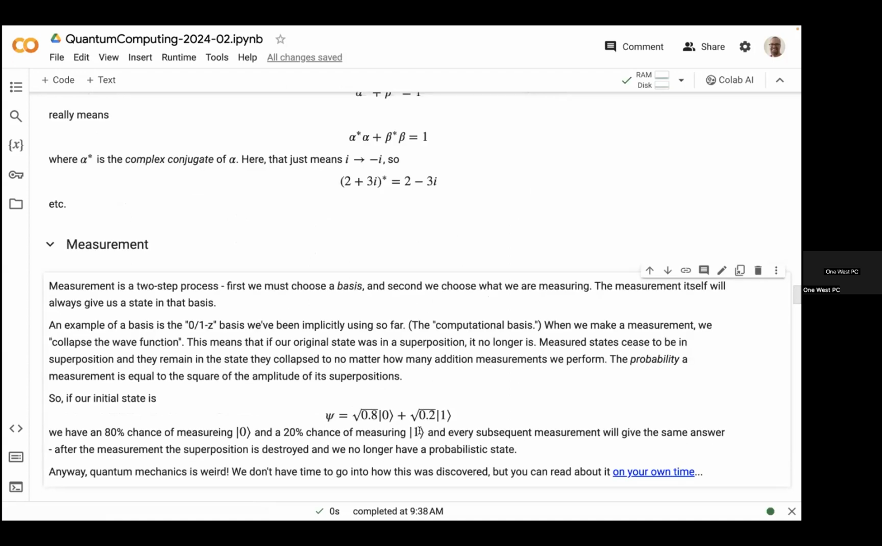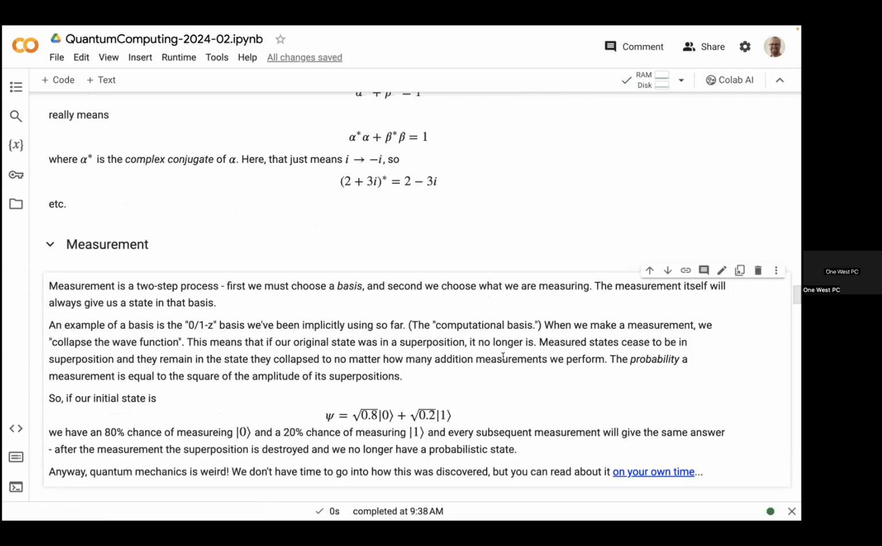Okay. So measurement, we have to talk about measurement. These qubits, we can create them in superpositions of these states, but we will actually only ever measure them in the basis that we have chosen. They will only be measured in the 0 and 1. An example of the basis is the 0, 1, Z basis we've been implicitly using so far, which is a convention called the computational basis.